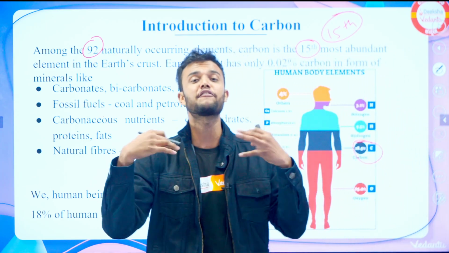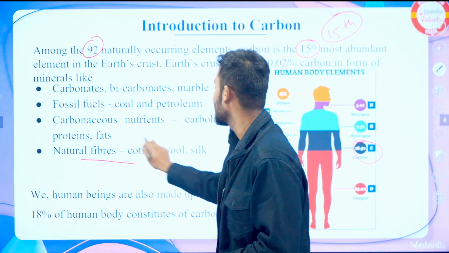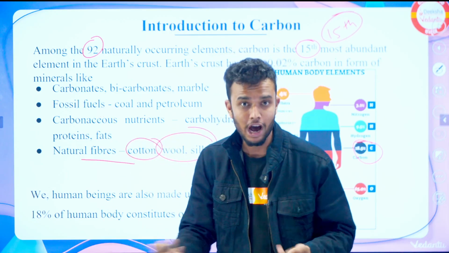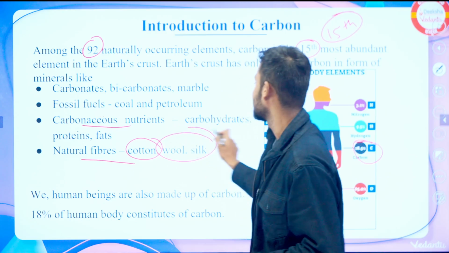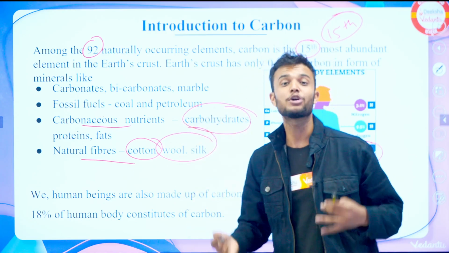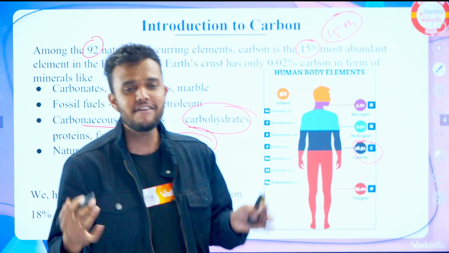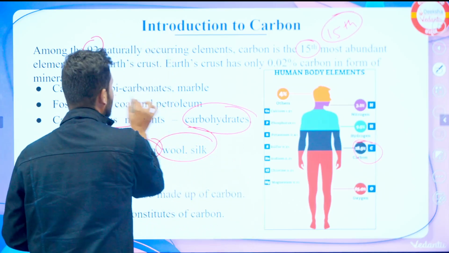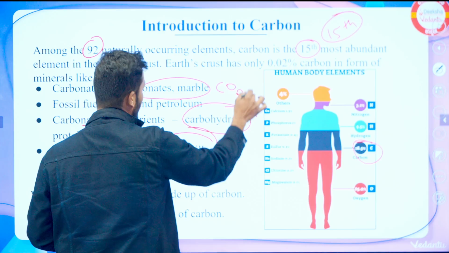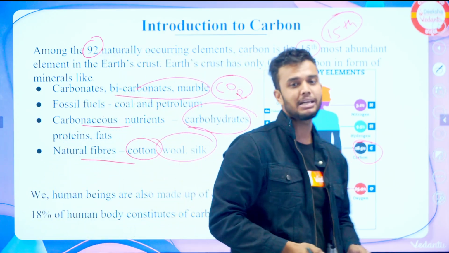Carbon is obtained in different forms, right students? In natural fibers, in cotton, wool, carbon is also present. Carbohydrates, that is nothing but protein, fats, glucose, everywhere carbon is there. And also gases like carbon dioxide, bicarbonate, marble. Everywhere carbon is there, students.